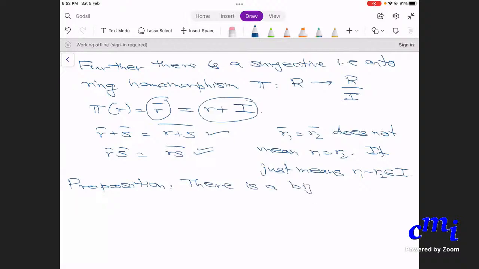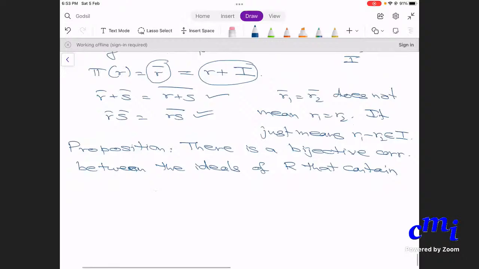There is a bijective correspondence, that means one-to-one and onto, between the ideals of R that contain I and ideals of R mod I. So that is what this proposition is saying: if you have an ideal of R that contains I, it uniquely corresponds to an ideal of R mod I. And conversely, if you have an ideal of R mod I, there is a unique ideal of R which corresponds to it. Corresponds exactly how?